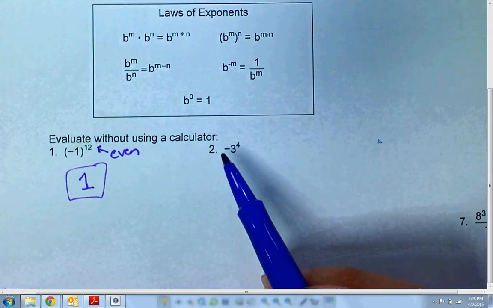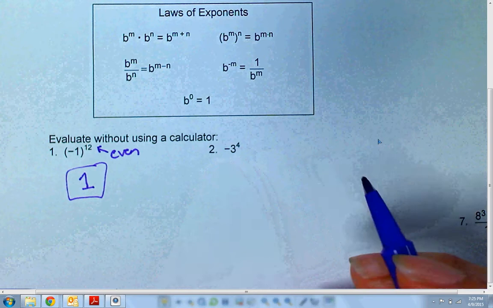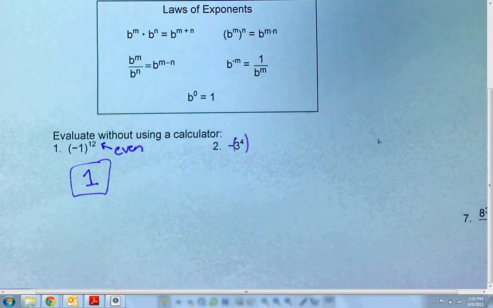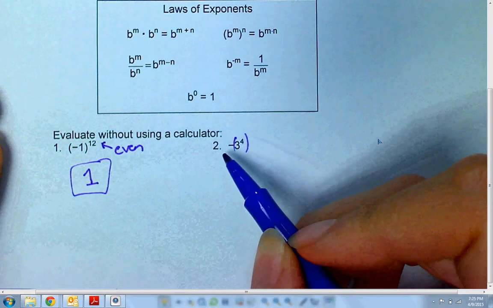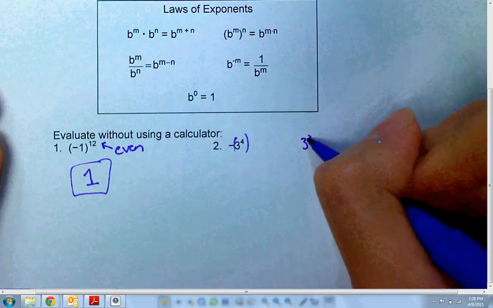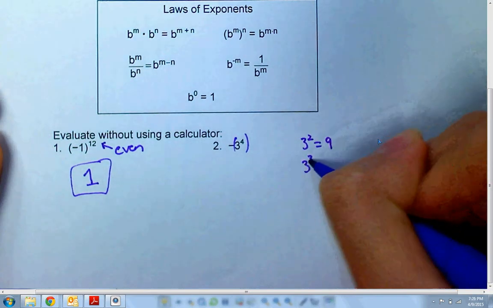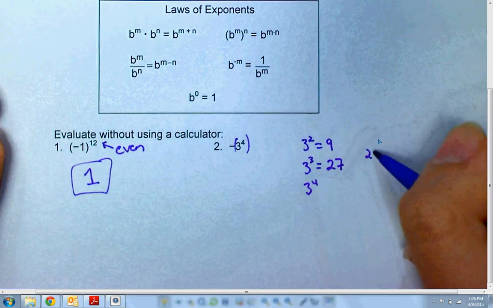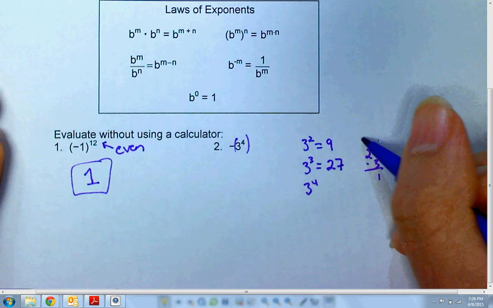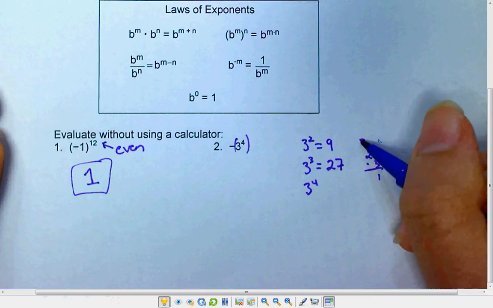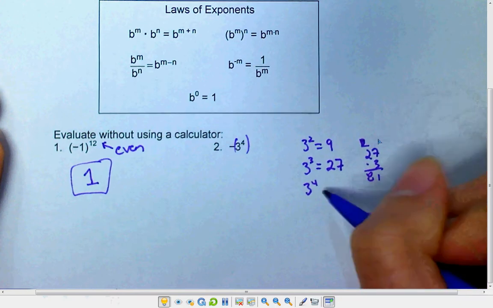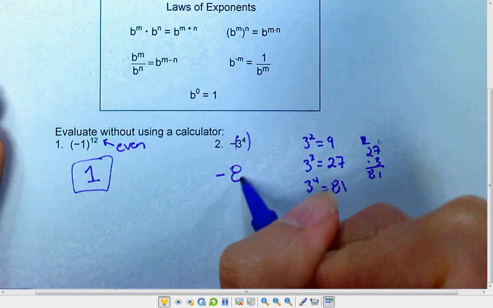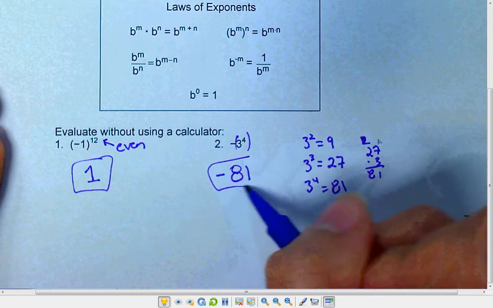When we have a negative outside, for example in this negative 3 to the 4th, this negative is actually outside of 3 to the 4th. So we're first going to do 3 to the 4th and then add on the negative. We know that 3 squared is 9. 3 to the 3rd is 27. So 3 to the 4th is going to be 27 times 3, which is 81. Again, because your negative is on the outside, it stays there, and this is going to give us negative 81.